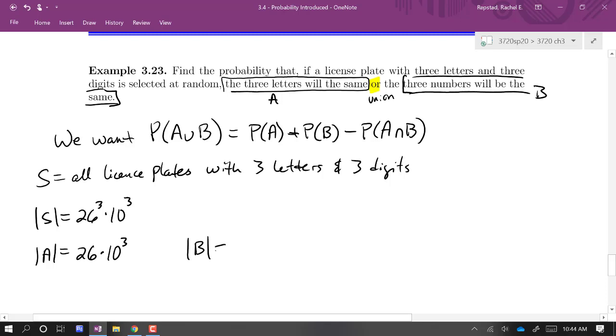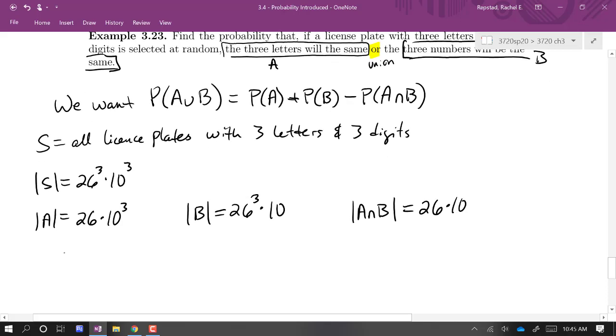The size of B, now I have 3 letters to pick. They could be all different, they could be all the same, but there's no restrictions. So the number of ways to pick the 3 letters is 26 cubed. And now we're going to multiply that by the number of ways to pick the digits, but there's only 1 number that I'm using, so there's 10 ways to choose that. And now finally, for the size of the intersection, that means that the 3 letters are the same and the 3 numbers are going to be the same. So I've got 26 ways to choose that 1 letter that I'm going to use. I've got 10 ways to choose that 1 number that I'm going to use. And we multiply those together.